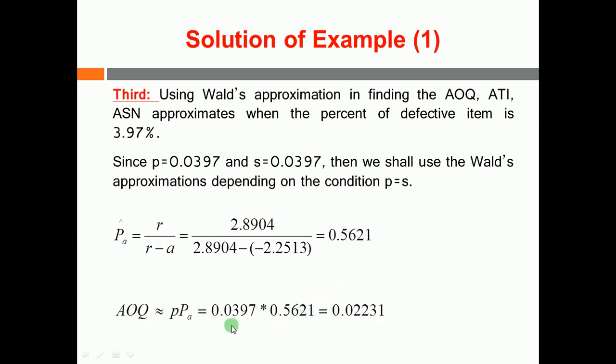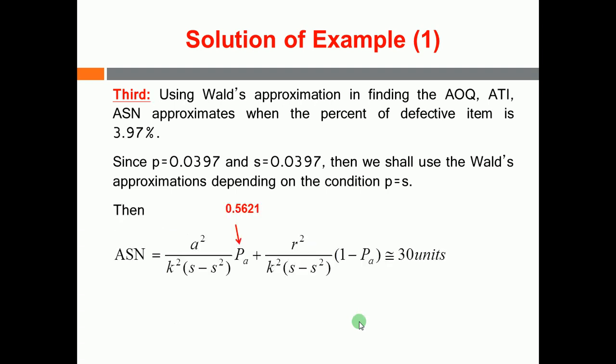AOQ is approximately equal to P multiplied by P_A. The P_A we have just calculated, so we substitute and multiply by the percent of defective items in a lot given in the question. So we get that the AOQ is equal to 0.02231. Recall that the AOQ is always less than P. So one validation of your calculation is to get an average outgoing quality less than the percent of defective items.